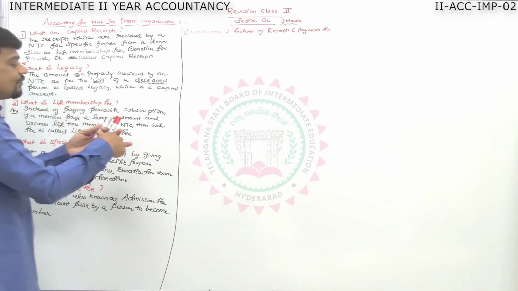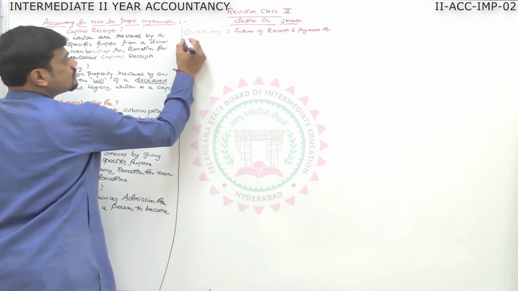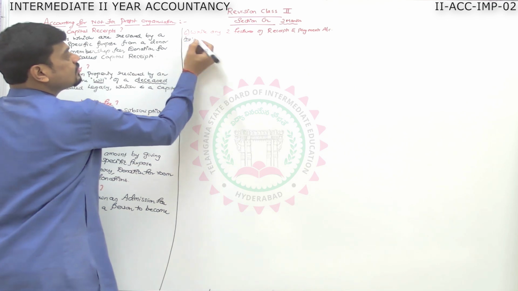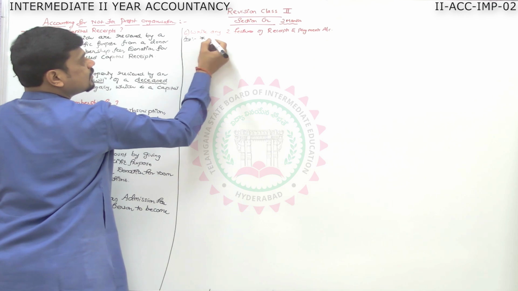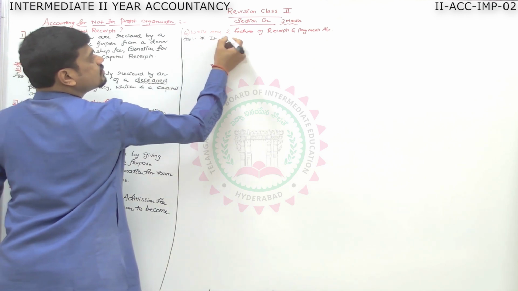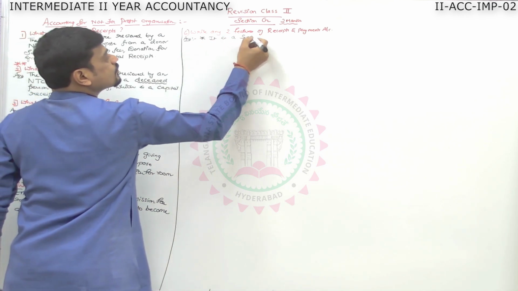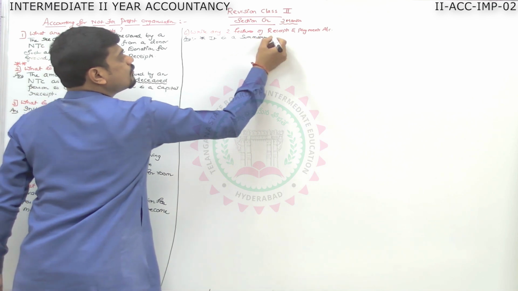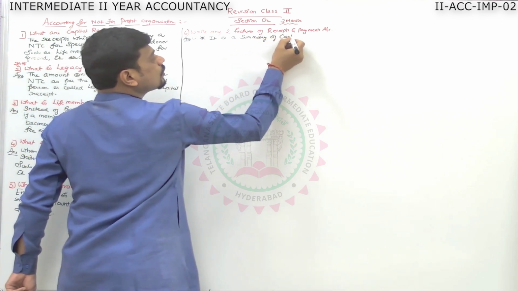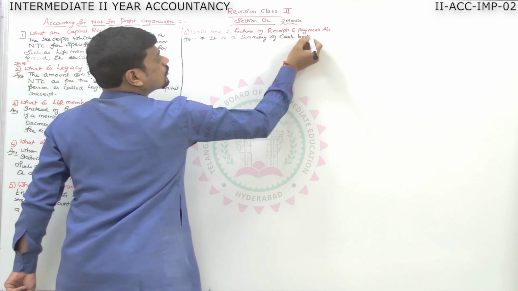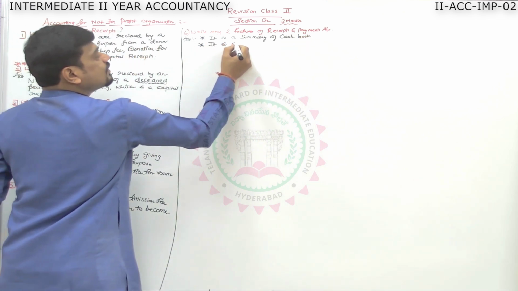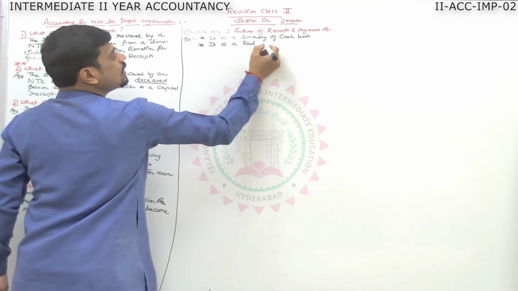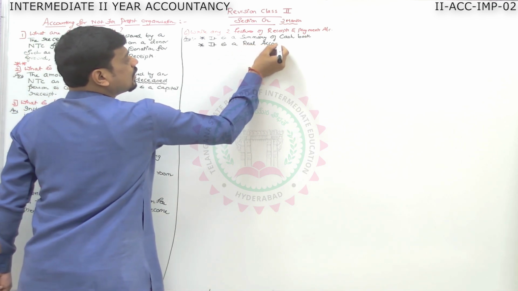So, what are the features of receipts and payments account? The answer is very simple. What you'll write? First feature, like this you'll write, it is a summary. It is a summary of which book? Cash book. Second feature is which account? You'll call it is a real account.